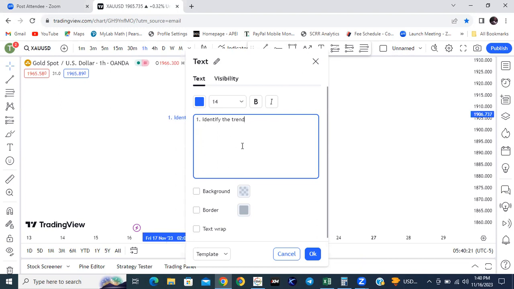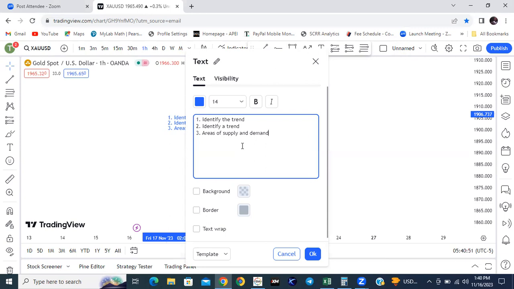So after you have identified the trend, then step number two is for you to identify a trend line in that trend. If it's an uptrend, you identify an uptrend line. If it's a downtrend, you identify a downtrend trend line. And then step number three is that now you look for areas of supply and demand.